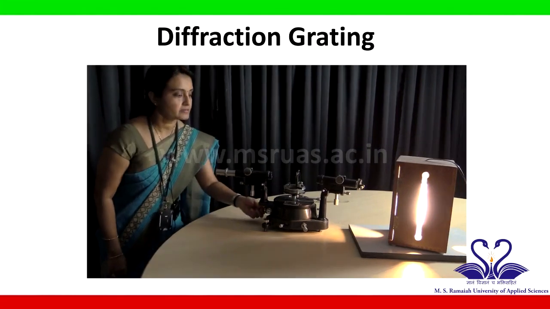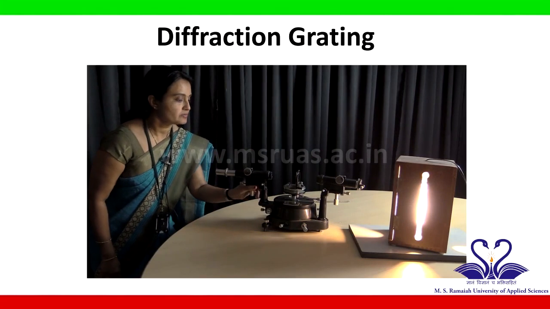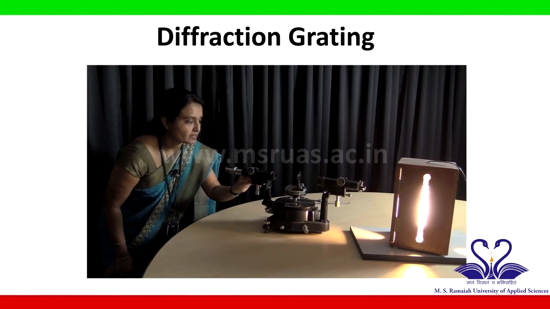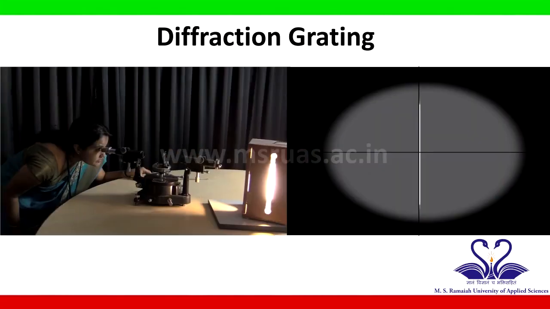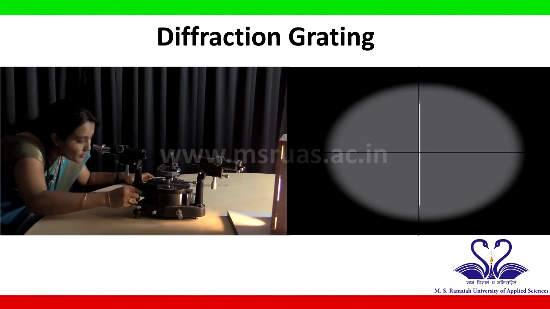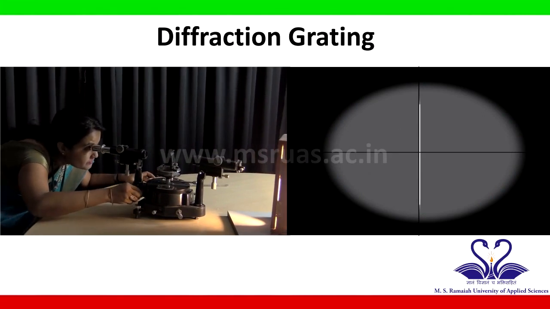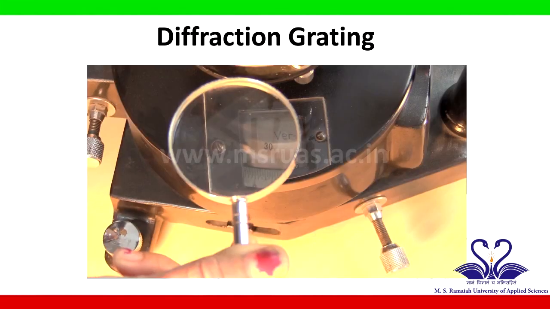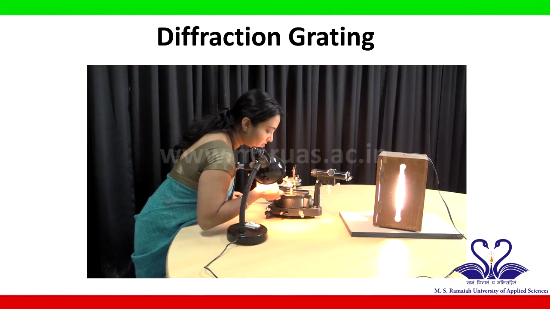Next, move the telescope such that it is in line with the collimator. Now we can observe the direct ray. Fix the telescope, and work on the tangential screw such that the vertical cross wire exactly coincides with the direct ray. Record the reading of the direct ray by noting down the main scale reading and the vernier reading.